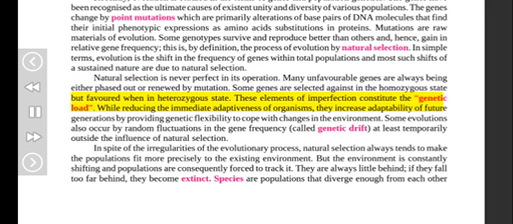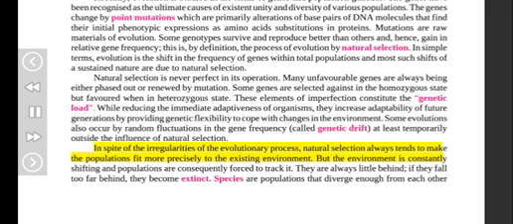These elements of imperfection constitute the genetic load. While reducing the immediate adaptiveness of organisms, they increase adaptability of future generations by providing genetic flexibility to cope with changes in the environment. Some evolution also occurs by random fluctuations in the gene frequency, called genetic drift, at least temporarily outside the influence of natural selection.